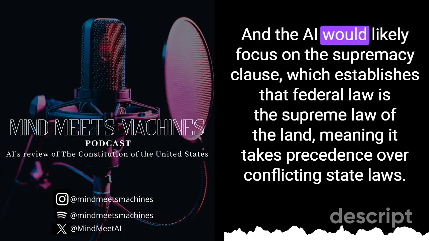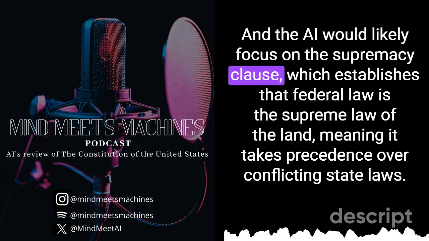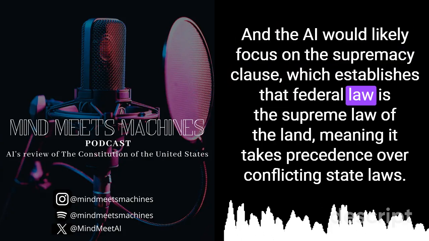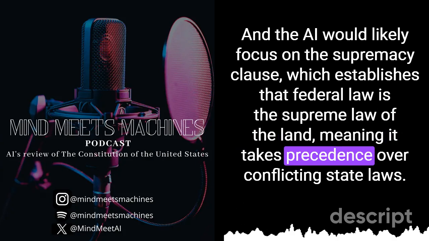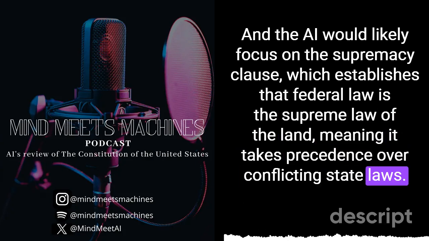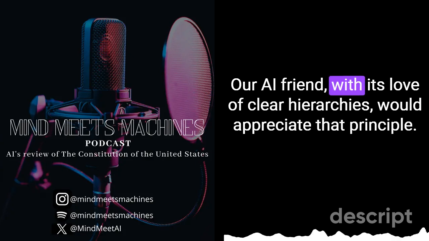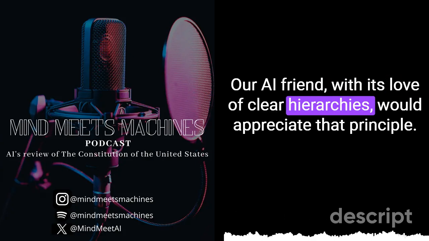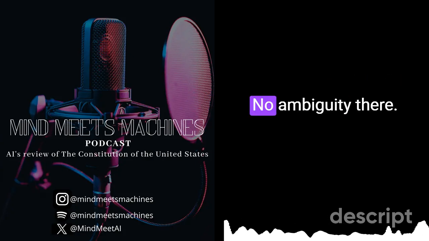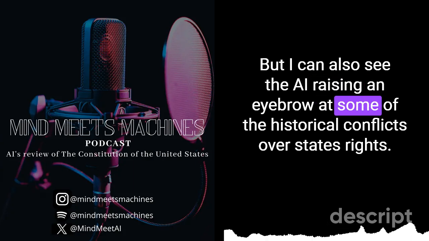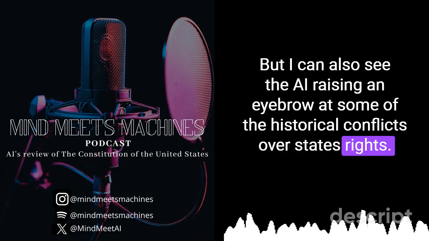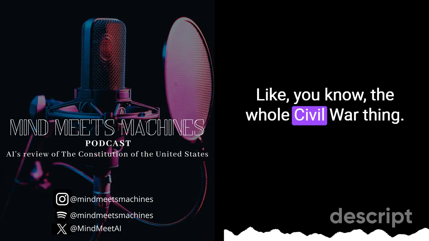Exactly. And the AI would likely focus on the Supremacy Clause, which establishes that federal law is the supreme law of the land, meaning it takes precedence over conflicting state laws. Our AI friend, with its love of clear hierarchies, would appreciate that principle. Right. No ambiguity there. But I can also see the AI raising an eyebrow at some of the historical conflicts over states' rights. Like the whole Civil War thing.